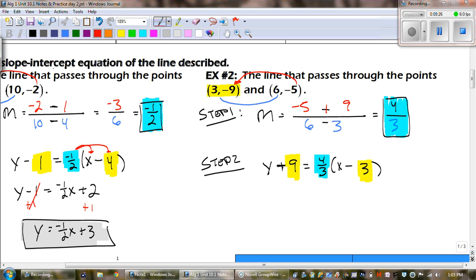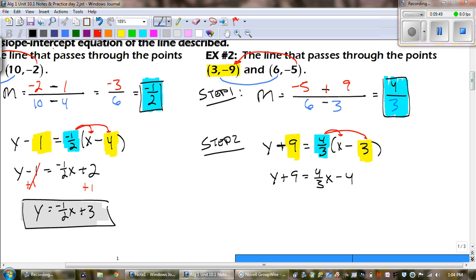Our first step is to distribute the 4/3. So we have y plus 9 equals 4/3 x. And then 4/3 times 3, well, 4 times 3 is 12. 12 divided by 3 is 4. All right, are we done? No, we got to get the y by itself. So subtract the 9 from both sides, and we get that y equals 4/3 x minus 13.